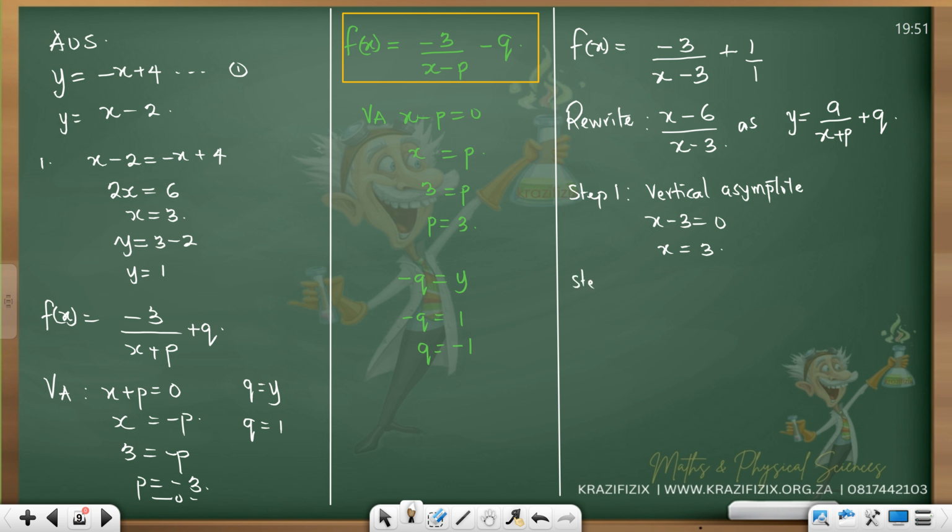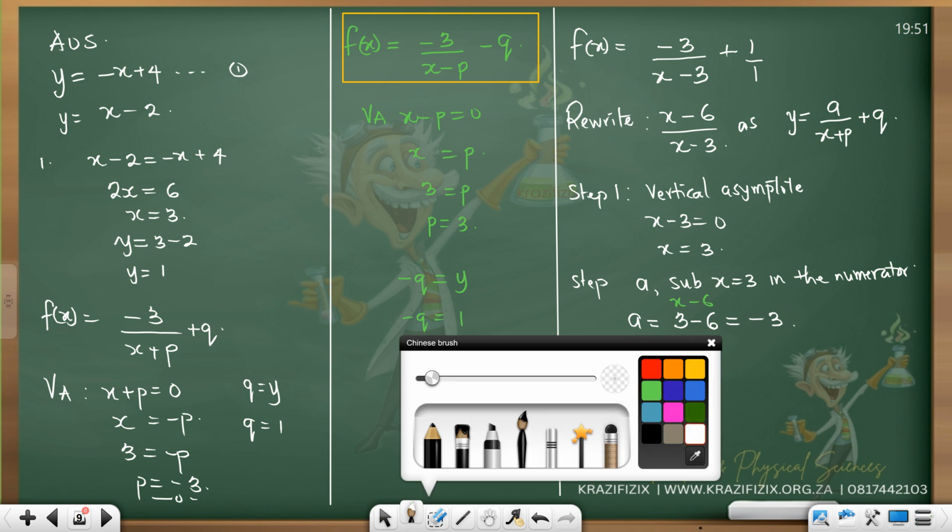Now, step 2, find the value of a. Look at it. Find a, I'll give you the note, by subbing x equals 3 in the numerator only. So I'll say my a equals what? 3 minus 6. Check. Minus 3. I just substituted it in the numerator. What's my numerator? x minus 6. It's very fast.